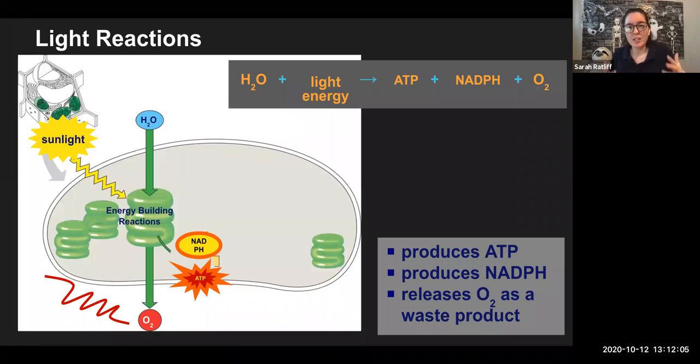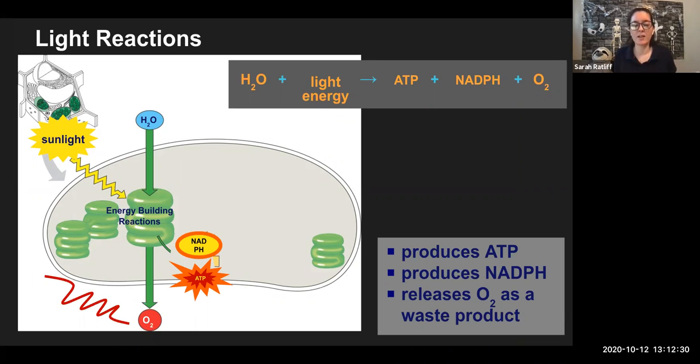So our light reactions, here are the chemical components. We've got water and light, and they're going to react and create ATP, our energy, and something called NADPH, we're going to talk about what that means, and oxygen, our O2. So our three important things that it does is it produces ATP, NADPH, and releases O2 as waste.